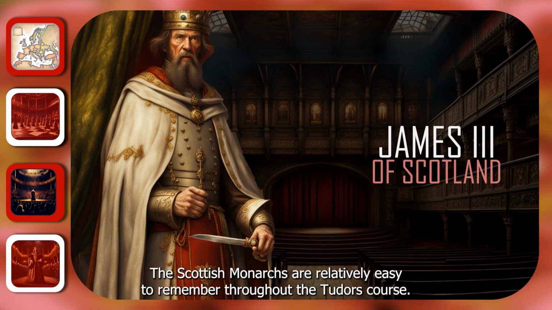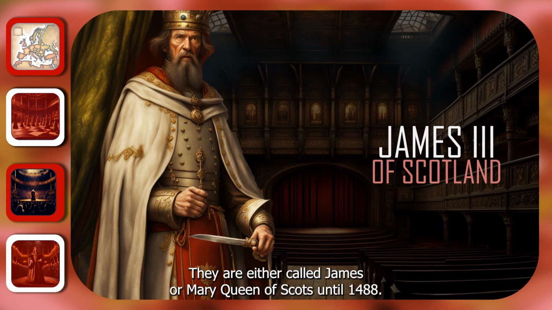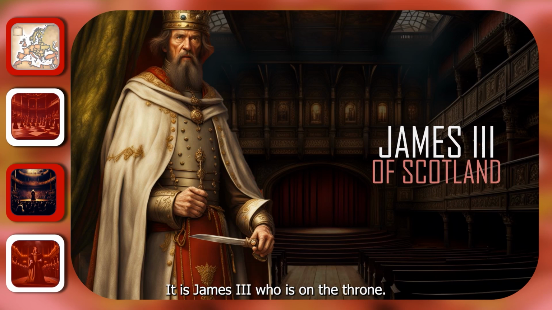The Scottish monarchs are relatively easy to remember throughout the Tudors' course. They are either called James or Mary, Queen of Scots. Until 1488, it is James III who is on the throne. One of Henry's first foreign policy decisions in 1485 was to sign a truce with James III so to ensure that he would not face an invasion while still consolidating his position on the throne.